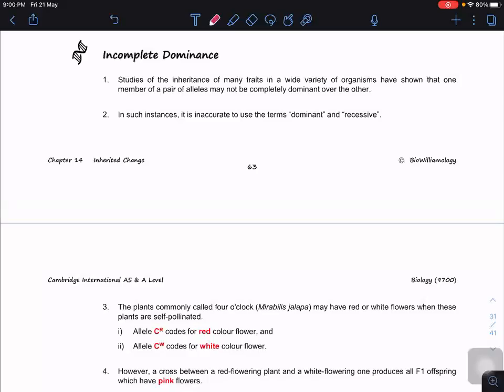Okay, so now look at this, what I mean by incomplete dominance. Students are always confused about incomplete dominance and co-dominance. Both of them share a little bit of similarity. So in the exam, if you are considering between the two, which one is co-dominance and which one is incomplete dominance?